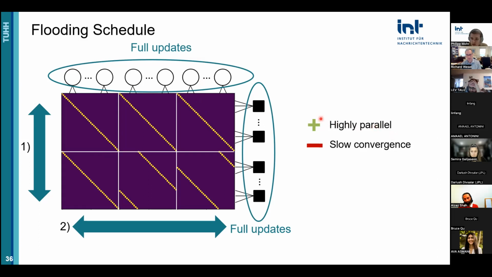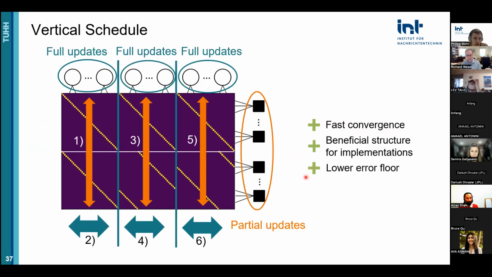And the advantage is that it is highly parallel, but it has slow convergence behavior compared to the layered schedules. And one option for a layered schedule is depicted here, which is known as the vertical or also a shuffled schedule, where we partition the parity check matrix into layers.